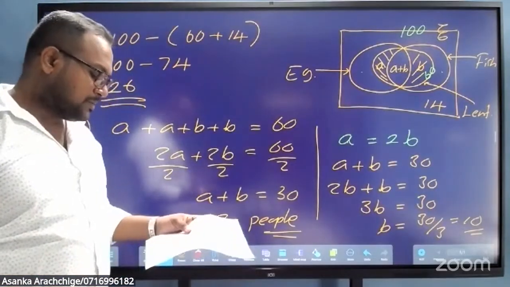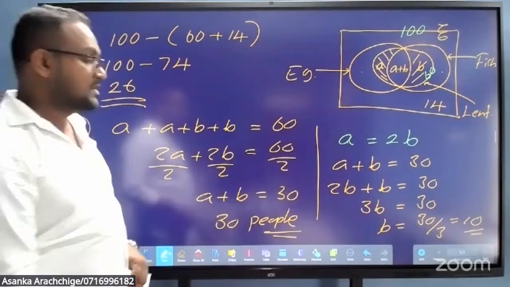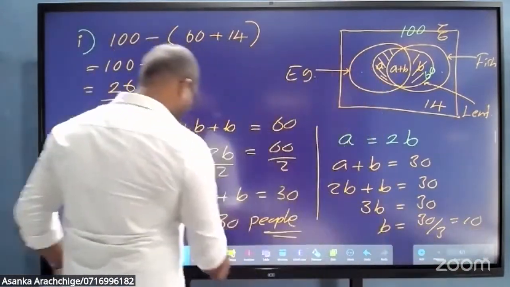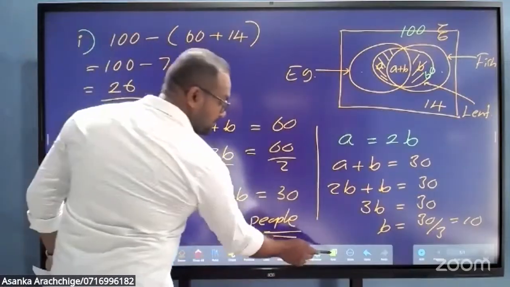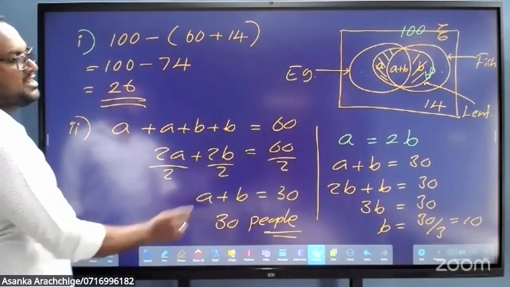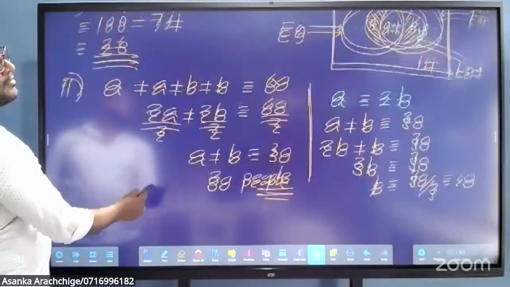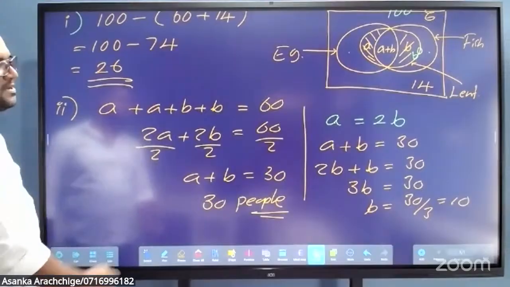How many customers bought all the three items? All the three items means A plus B.